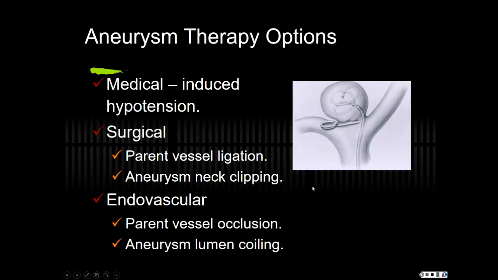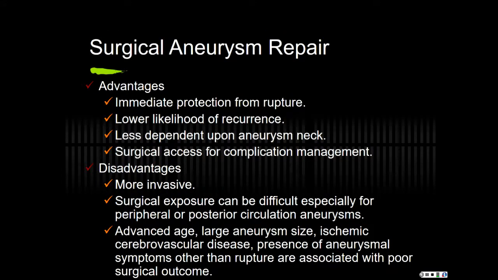Aneurysm therapy, medical-induced hypotension. Surgically, you can go in and put a clip across the base of it, or we can put a little catheter up and deliver little coils in there to clog it up. Advantages from surgery: it's immediate protection from rupture. You have the aneurysm here, and here's the parent vessel. You put a clip right across the bottom of it, and they're basically cured for life from that aneurysm re-rupturing.